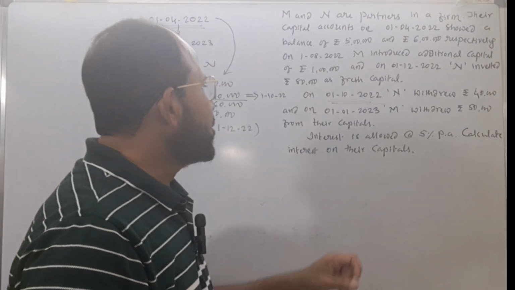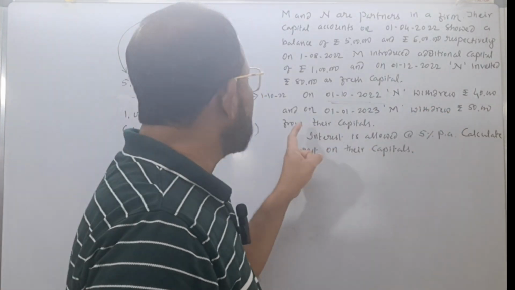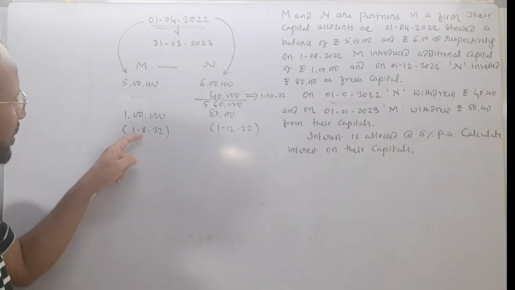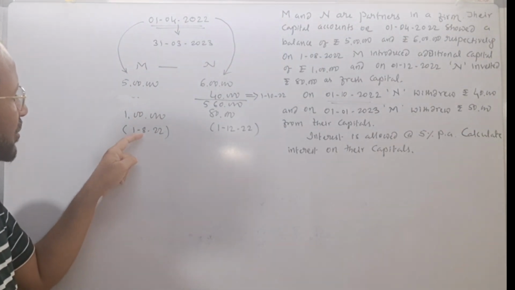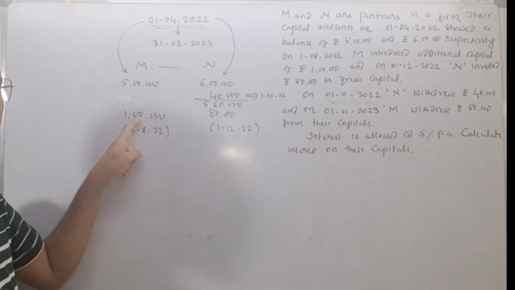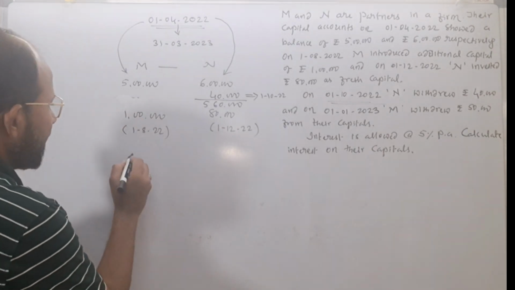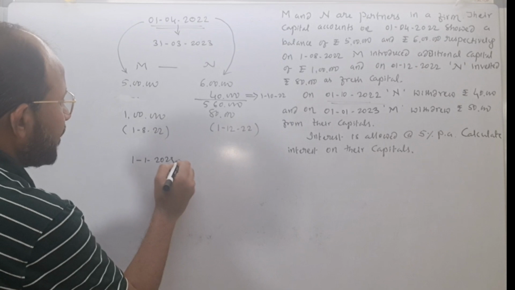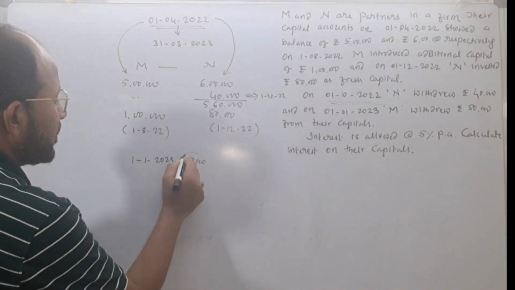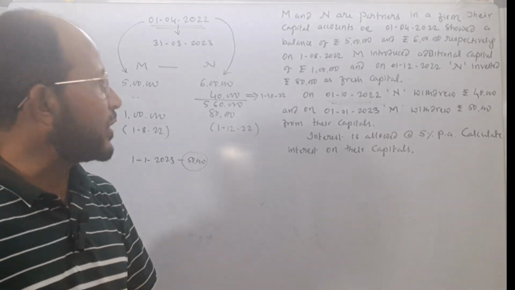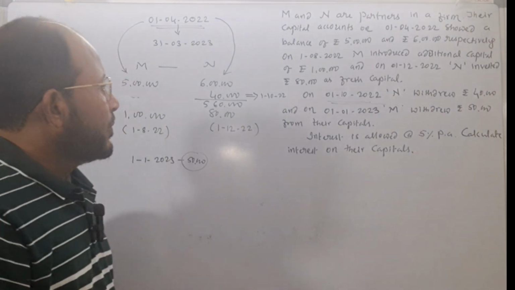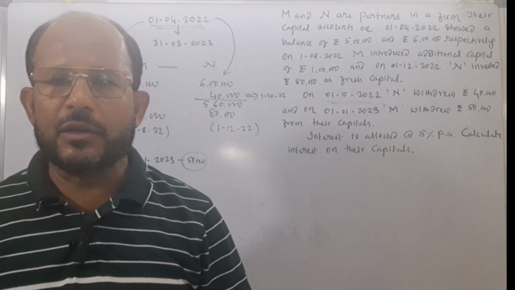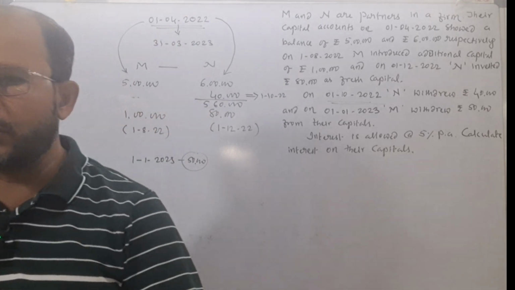Try to understand. Next one is M withdrew rupees 50,000 on 1st January 2023. His investment on 1st August 2022 was rupees 1 lakh, and on 1st January 2023 he withdrew rupees how much? Rupees 50,000 from the business. Here date is very important. Try to remember here. Now interest is allowed at 5% per annum. Means as per their agreement, partners are entitled to get 5% interest on their capitals.